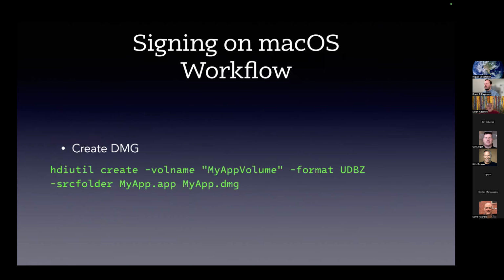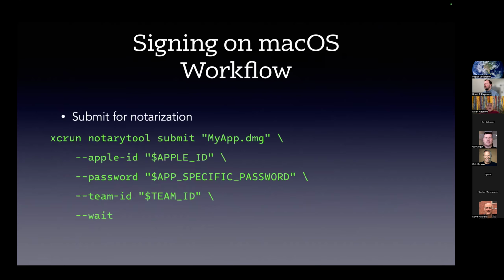Then to create the DMG, this is the command. I also prefer UDBZ. It will try to compress and make the image file smaller. Then after that, to submit for notarization, you do it like this. You can set what they call a keychain profile. Basically, the command sets the keychain profile, and then you pass that.